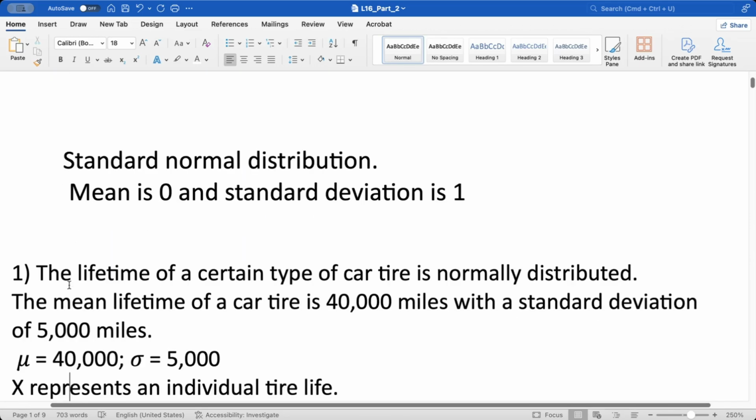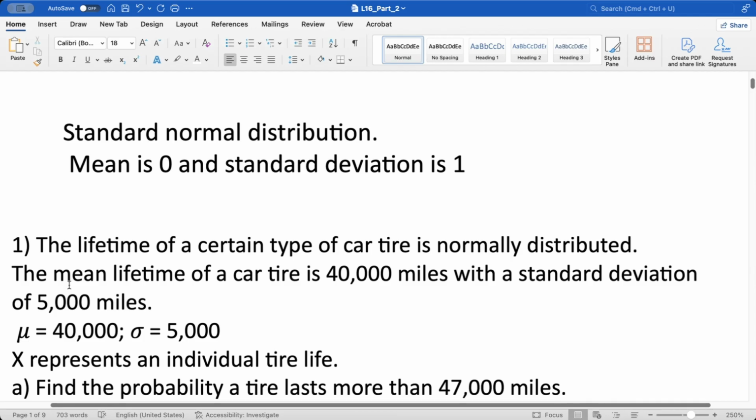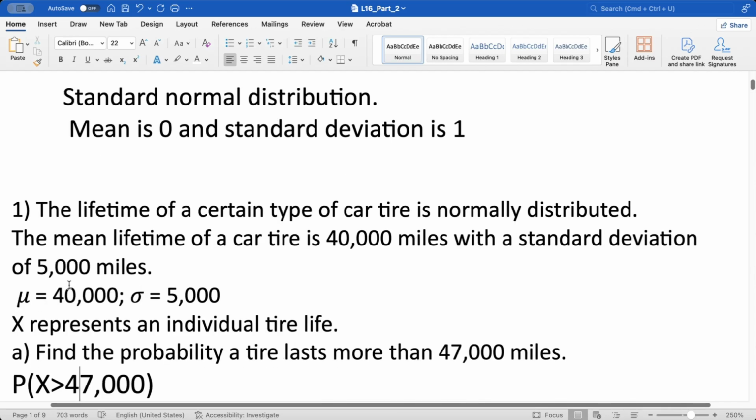The lifetime of a certain type of car tire is normally distributed. The mean is 40,000 miles with a standard deviation of 5,000. X represents the number of miles that the tire lasts for. We want the probability that a tire lasts more than 47,000 miles. Probability X is greater than 47,000. We need to convert this over to a standard normal distribution, mean 0, standard deviation 1, so that we can look this up on the chart.